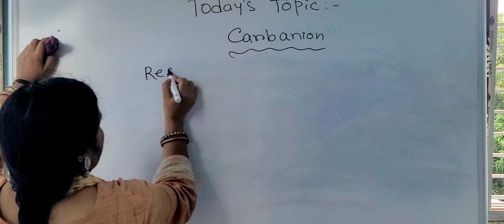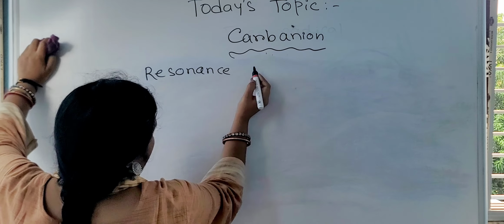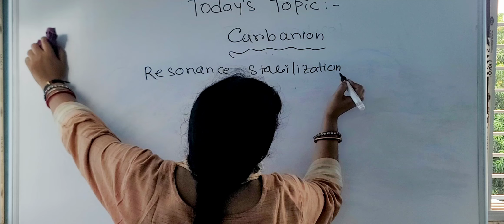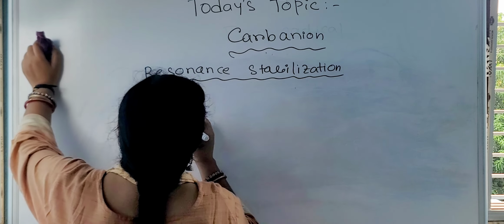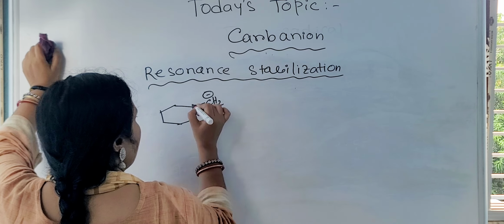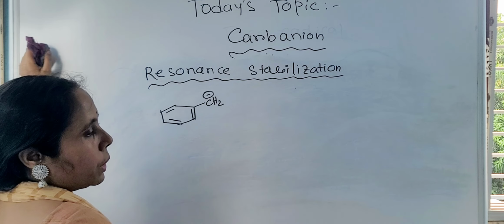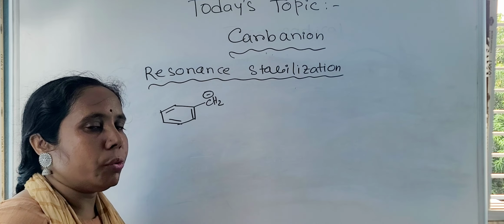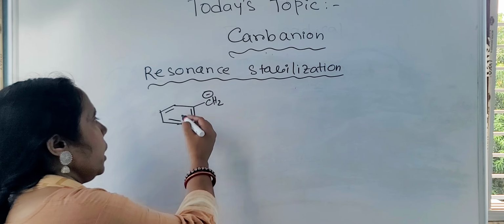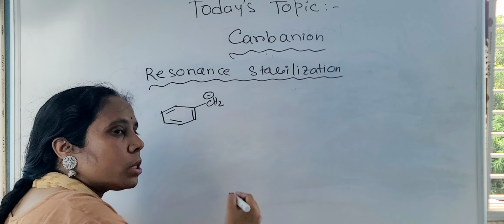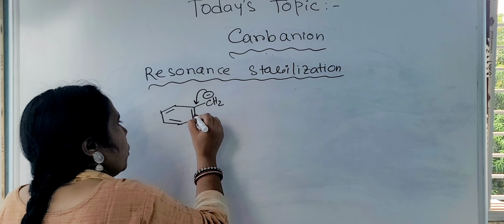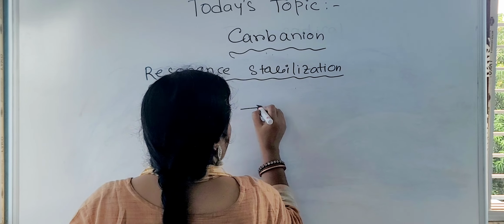Resonance stabilization. How? Suppose you have a benzylic carbanion. Here also resonance is possible. If you compare the carbocation and the carbanion side by side, you can see that in that case electron from the benzene ring flows towards the carbocation. But here it is opposite. Here, electron from the carbanion flows towards the benzene ring. Okay? Let's see.